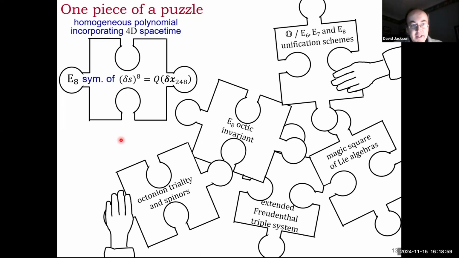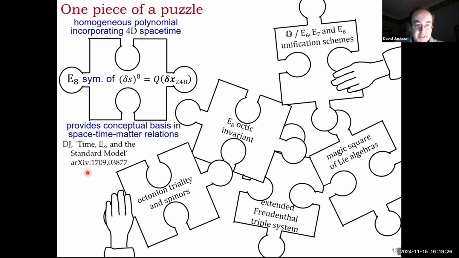But this way of looking at generalized proper time contributes to the fact that it's providing a conceptual basis in terms of relations between space, time, and matter. And it pins down this kind of structure to look for in terms of a homogeneous polynomial form as a higher order generalized form of proper time and a symmetry breaking mechanism. So my high watermark for working on this was written up a few years ago in this arXiv paper.